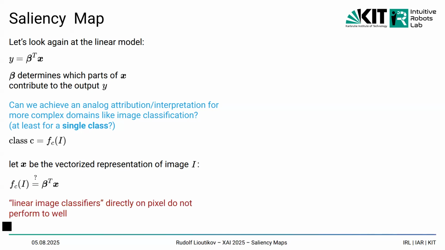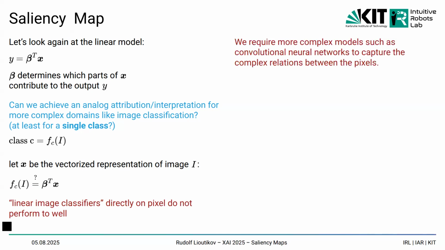However, the problem is that if we do this directly on the image itself or the pixels themselves, that doesn't perform very well at all. So that's not a good idea to go this way. We require something more complex. Usually, for images, we use convolutional neural networks. These days there's also a lot of work with vision transformers, which are a different approach, but let's just stick to convolutional neural networks here for now.